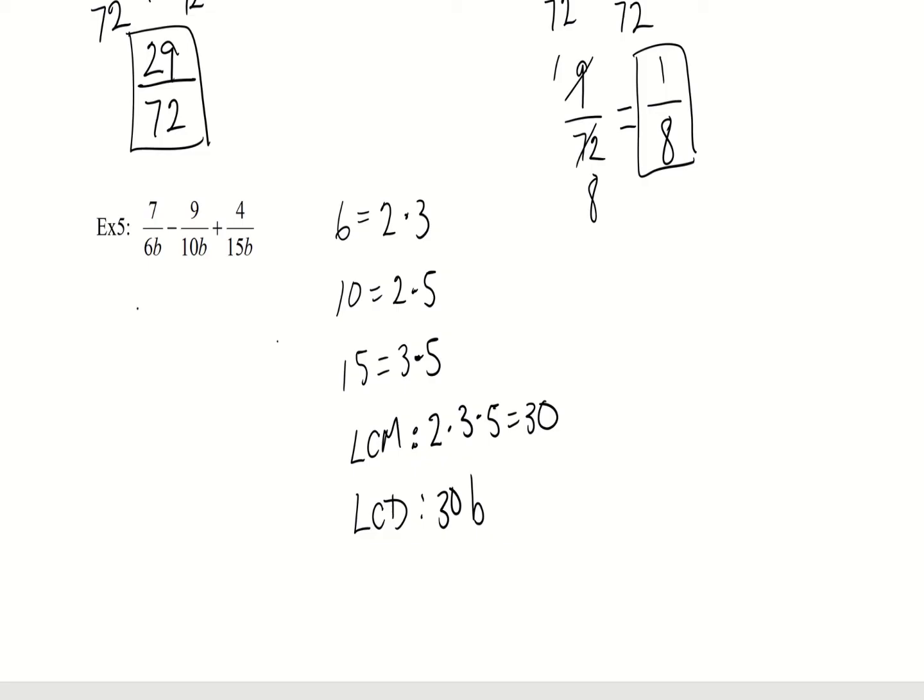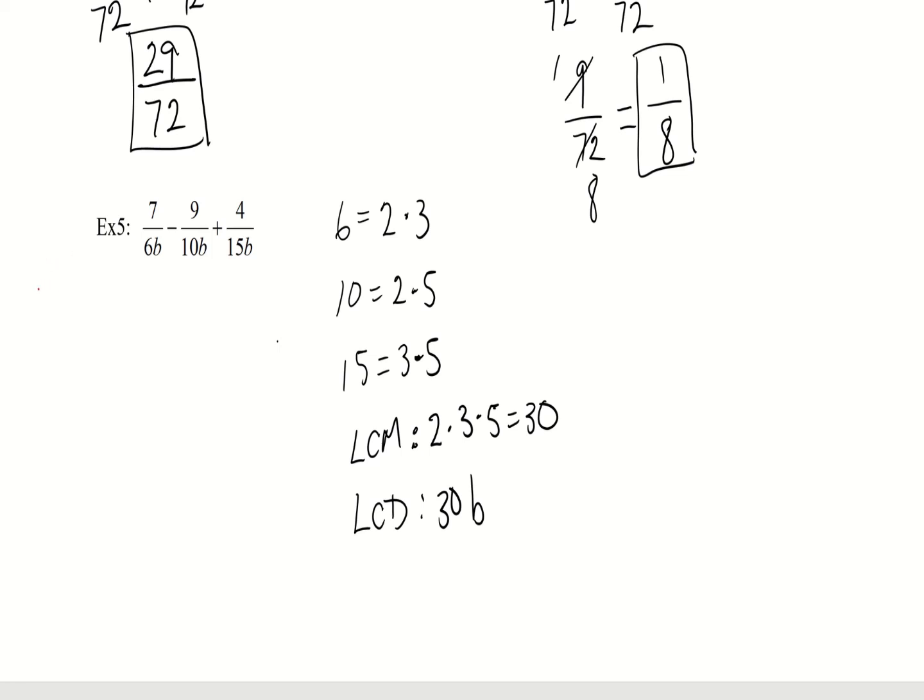30b. So we don't have to do anything with the variable part because each part already has a b in it. So what's the missing factor for each term? For the first term, 7/6b, the missing factor for the denominator is 5. The missing factor is 3 in the second term. In the last term, the missing factor is 2. So each term is going to be multiplied, both numerator and denominator, by its missing factor.